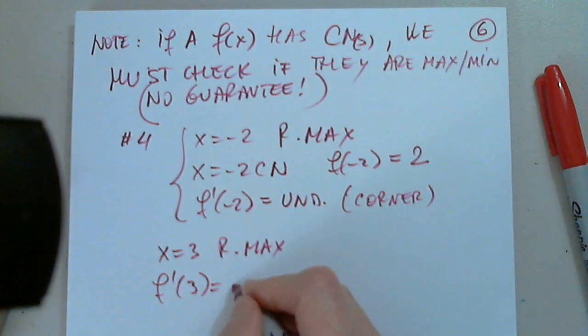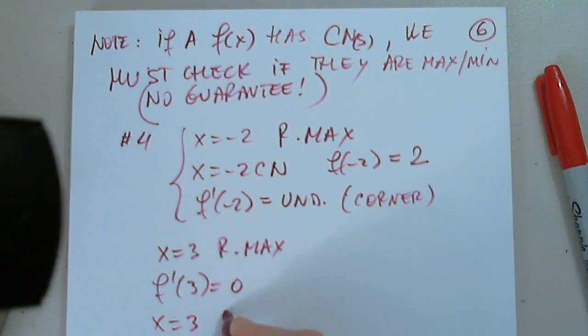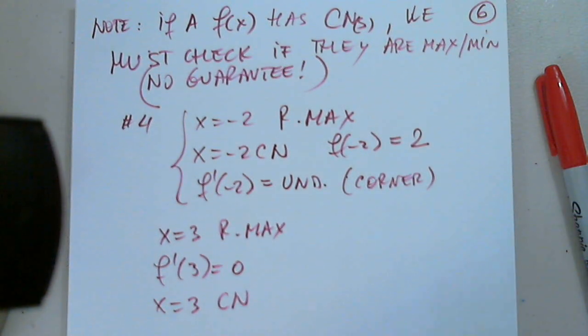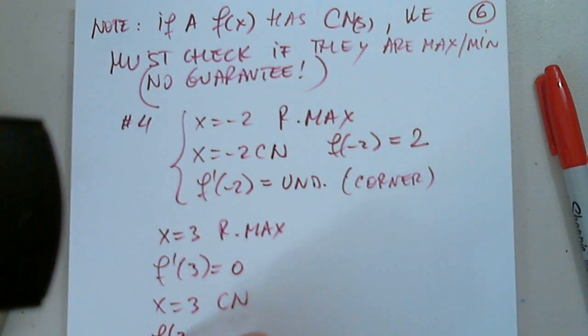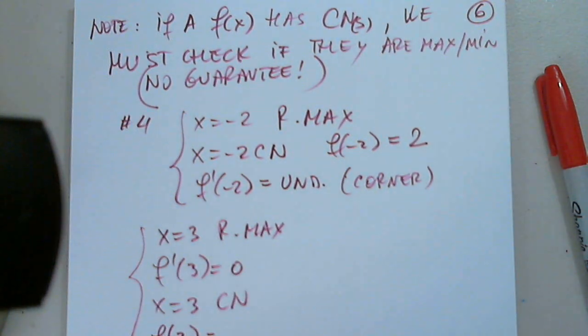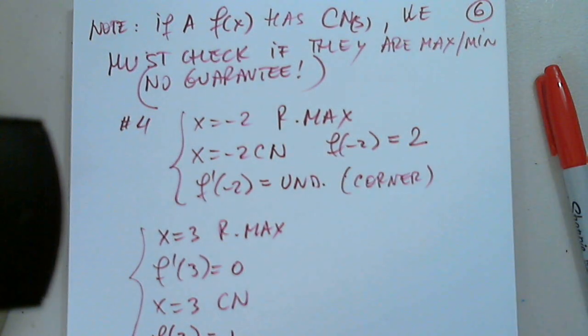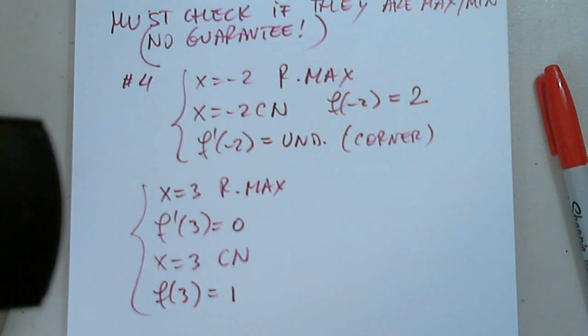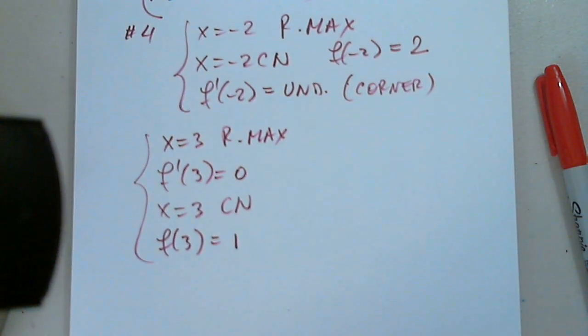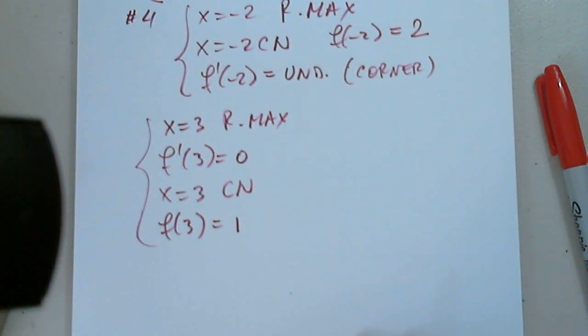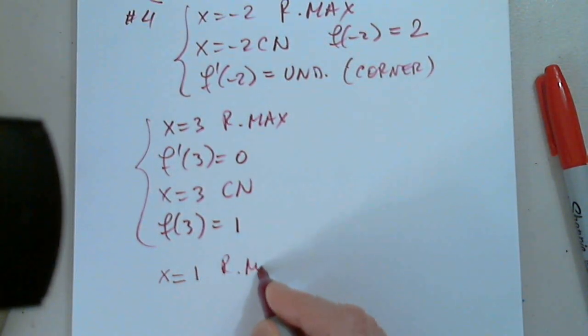Zero. Yes. Is x equals 3 a critical number? Yes. Awesome. And can anyone give us f of 3, which is the actual relative max? 1. Excellent. Is there a relative minimum? At x equals 1. Very good. A relative minimum.